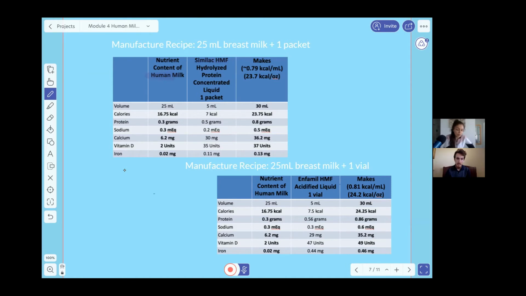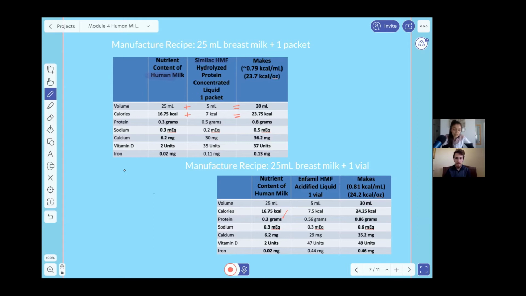So for our volume, we have 25 milliliters of our expressed breast milk, and then our volume in the Similac packet has 5 milliliters. So when we add that up, we get 30 milliliters total. Same thing for our calories. Our calories in our expressed breast milk, we have 16.75. We're adding it to the 7 calories that's in the Similac packet, and we're getting 23.75.